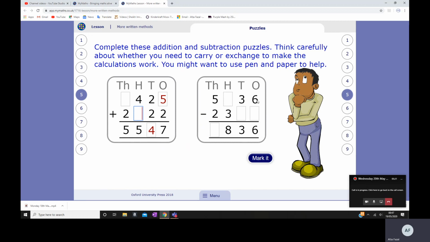Again, with subtraction, I'm going to start off with this, but I'm leaving it to you. 6 take away something is 6. I'm going to put a 0 there. 3 take away something is 3. I'm going to put a 0 there. Something take away 3 is 8. Now you need to work it out.